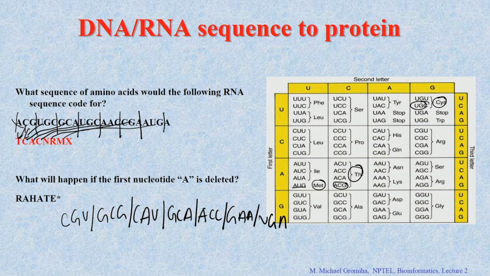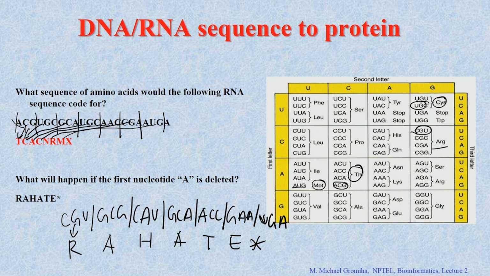UGA, right. So, now CGU codes for arginine, this is alanine, this is histidine, GCA alanine, T, GAA is E, and UGA is the stop codon, so they put a stop codon here. So, if you remove one single nucleotide, the result is totally different, right.